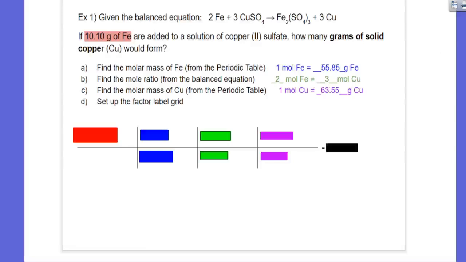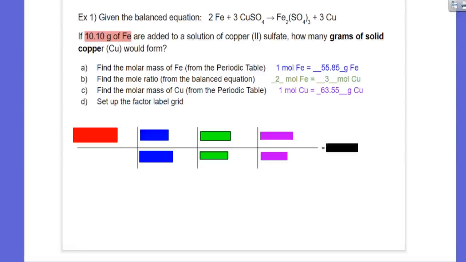And then our last thing before we start working on the factor label grid is to find the molar mass of my copper from the periodic table. Copper is also a very common, very stable metal. So it is also in my transition metals. Once I look it up, its molar mass is 63.55 grams. Now that we have all the equivalencies that we need, it's time to set up our factor label grid.